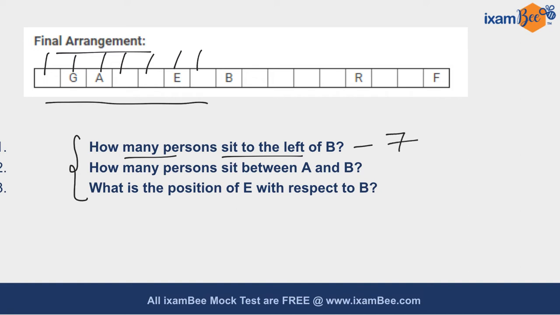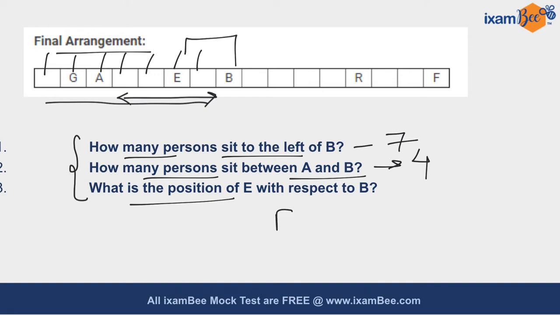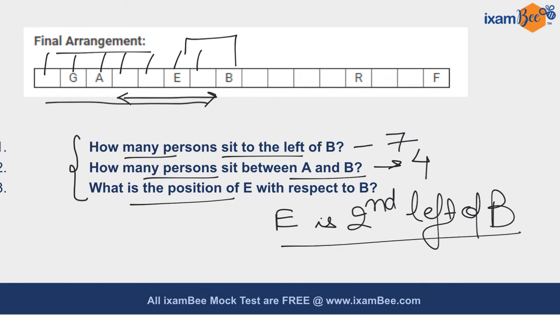Your second question says, how many persons sit between A and B? So you can count the number of persons sitting between A and B. Clearly, 4 persons are sitting between A and B. Your third question says, what is the position of E with respect to B? So you have to calculate the position of E with respect to B. Clearly, E is second to the left of B. So the correct answer is E is second to the left of B.